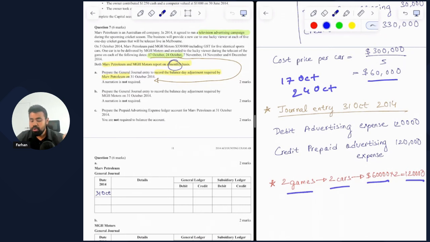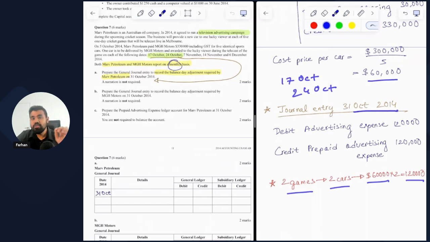So when you do the balance day adjustments at 31 October 2014, you know that you have consumed the economic benefit, a part of the economic benefit that you originally paid for in terms of the prepaid advertising expense on 5th of October, which was worth $300,000.